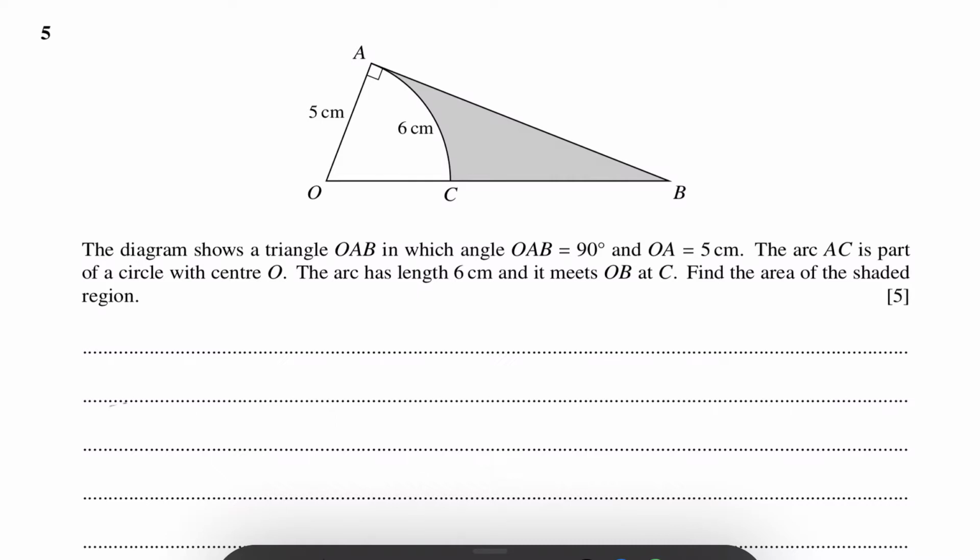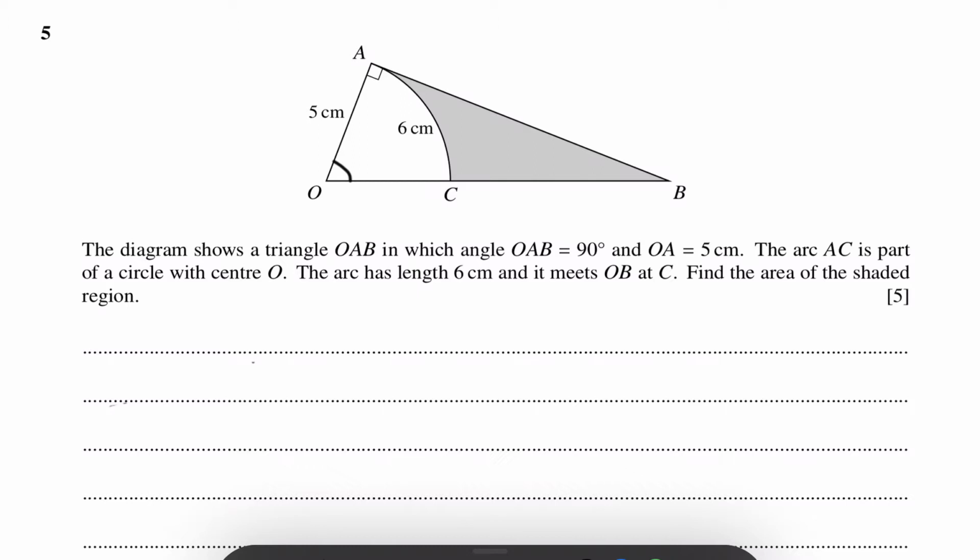The diagram shows a triangle OAB in which angle OAB is 90 degrees and OA is 5 centimeters. The arc AC is part of a circle with center O. The arc has length 6 centimeters and it meets OB at C. Find the area of the shaded region.